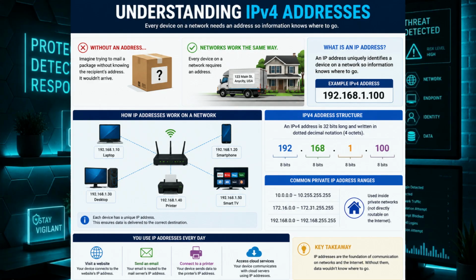Now let's talk about public versus private IP addresses. So let's go over private IP address ranges that are used inside local networks. Common private IP ranges include Class A range, which is 10.0.0.0 all the way to 10.255.255.255. Class B private IP ranges include 172.16.0.0 all the way to 172.31.255.255.